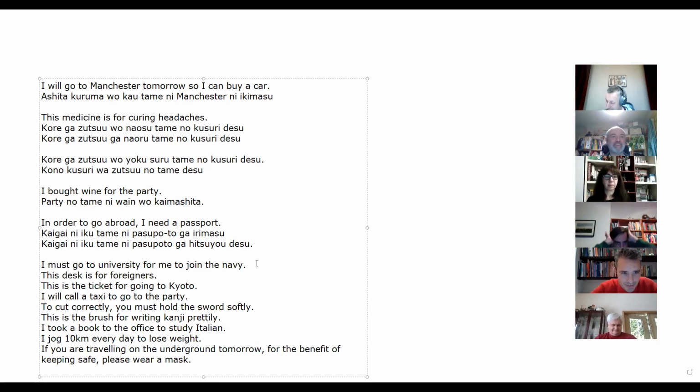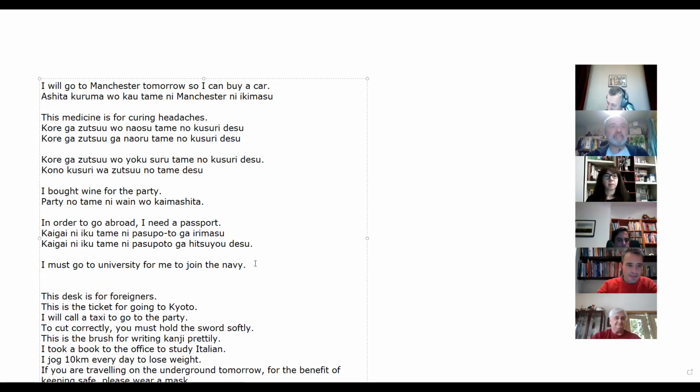Okay, Martin, I must go to university for me to join the Navy. It's water army, isn't it? So it's going to be sea army. It's not the wet army. It's the sea army. Kaigun. I don't know the verb for to go, because you can use to join. You can use to enter. Kaigun ni hairu.